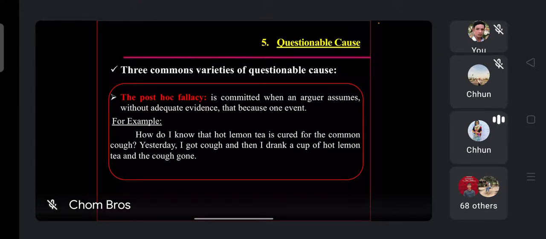There are three common varieties of questionable cause fallacy. The first one is the cross-talk fallacy. The second one is the mere correlation fallacy, and the last one is the oversimplified cause fallacy.